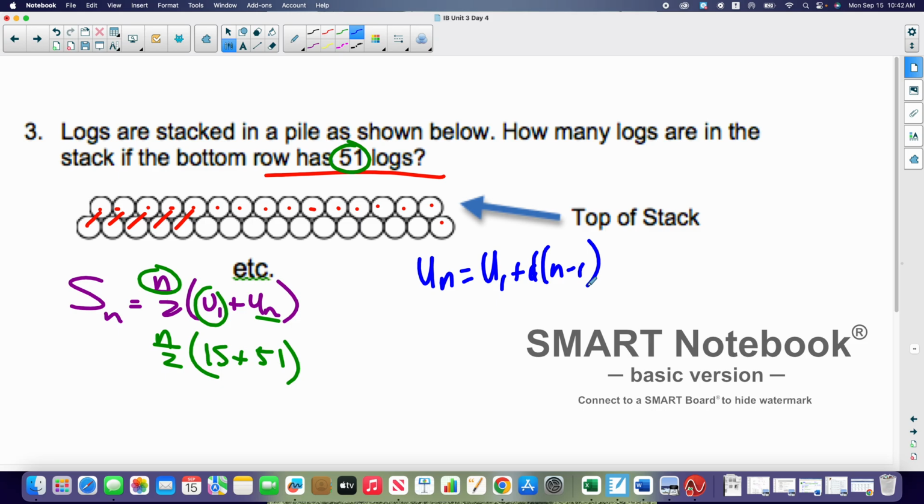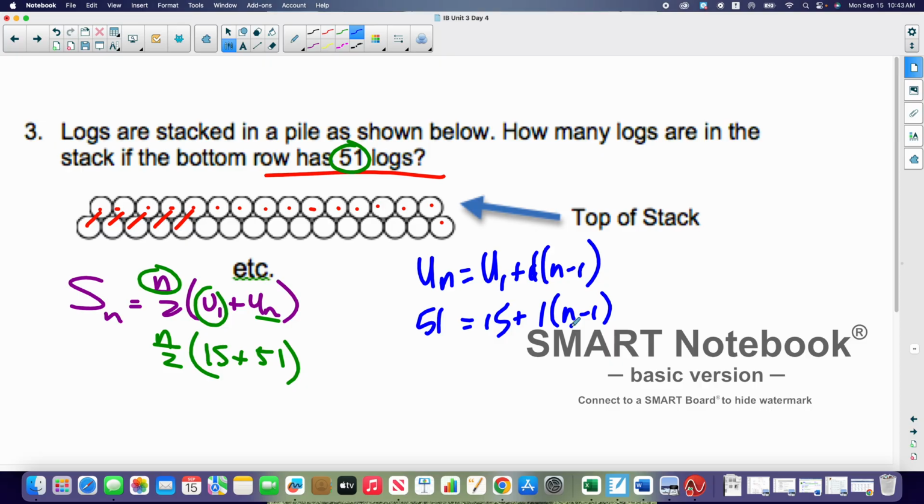So what's my U1? 15. What's my common difference? 1. And I want to know the very last row. I want to know what row number that is. That's 51 that goes there. But if I solve for n, it's going to tell me what row number I'm on.